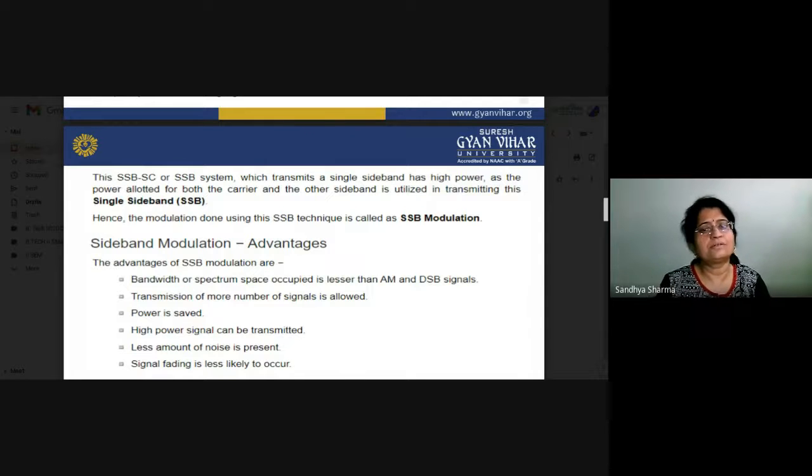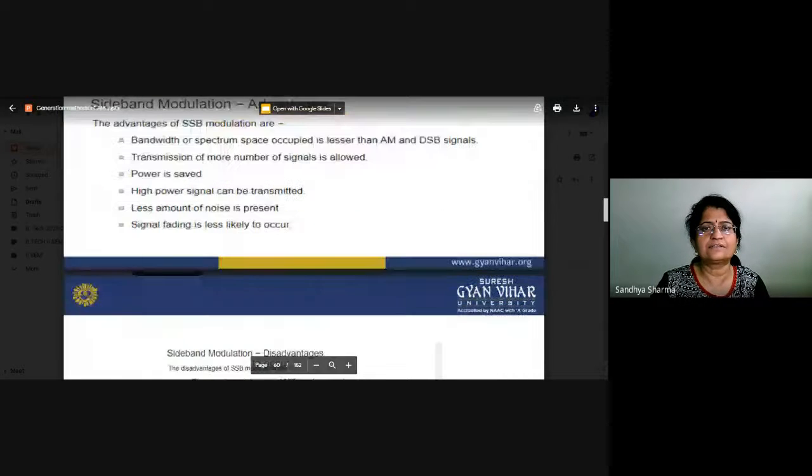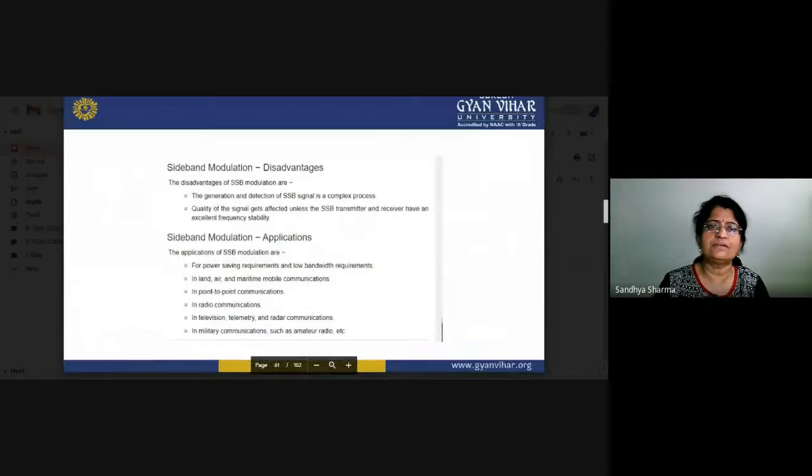If you are talking about the advantages of our SSB modulation system, the bandwidth of spectrum space occupied is lesser than the AM and DSB. As we can see, bandwidth requirement is less with respect to DSB. Transmission of more number of signals is allowed. Power is saved. High power signals can be transmitted by using the SSB signals. Less amount of noise is present, and signal fading is less likely to occur. So that is the very basic advantage of our SSB transmission.